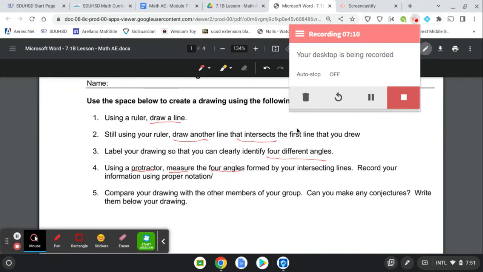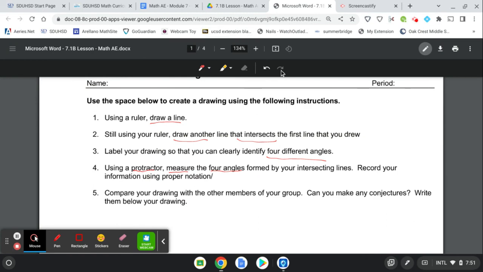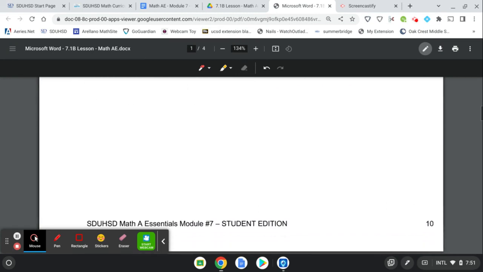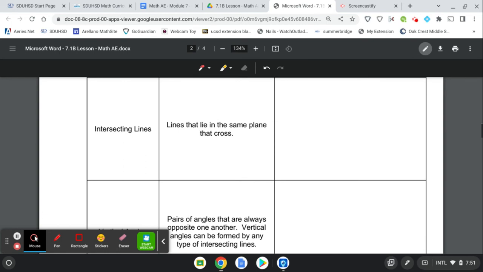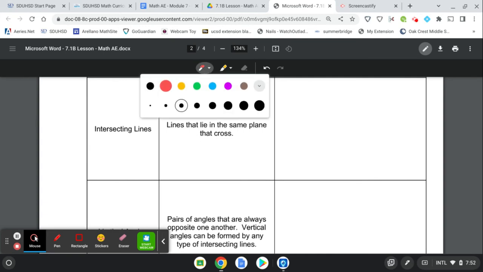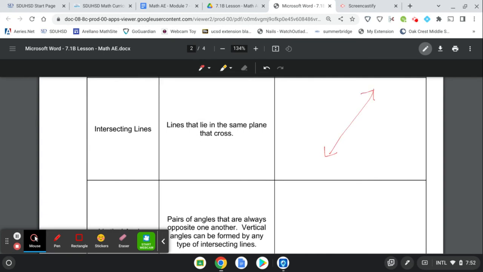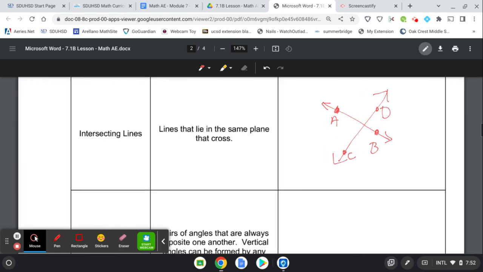Okay, so if we go to the next part of the notes, we have some definitions. Intersecting lines are lines that lie in the same plane that cross. So that's what we drew on our paper. On the first page, we drew two intersecting lines. We'll call this line AB and the second line, line CD. So those would be intersecting lines. They cross at a point.